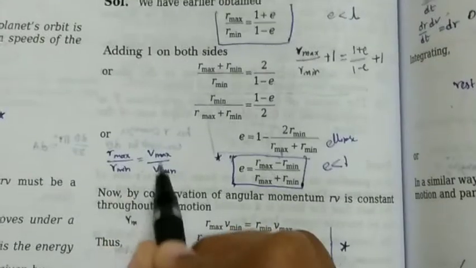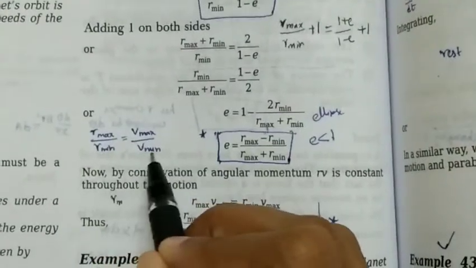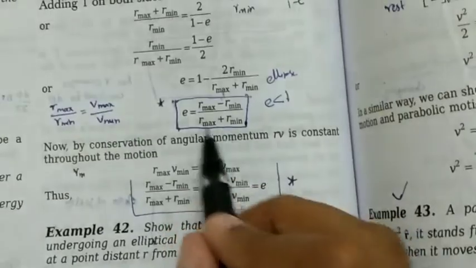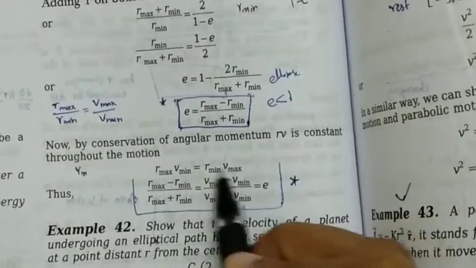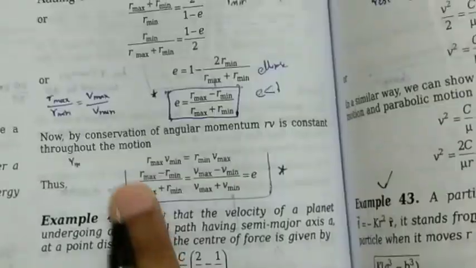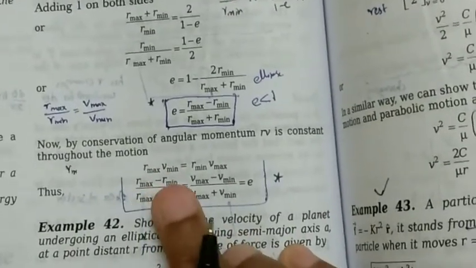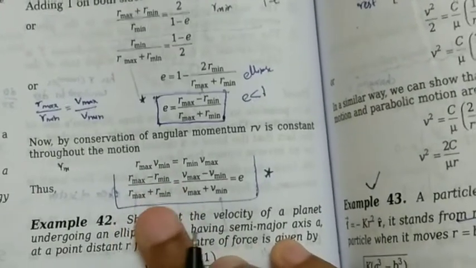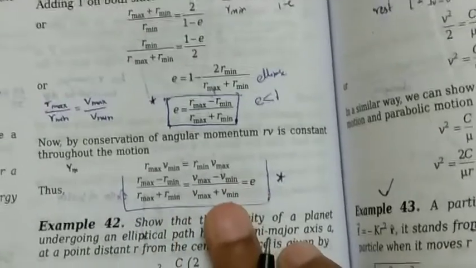So from this we can say that in the place of R max we can replace it with V max, because the ratios are the same, and R min could be replaced by V min. So in this formula we can replace R max with V max, R min with V min. Finally, eccentricity takes these two formulas: R max minus R min over R max plus R min, and V max minus V min over V max plus V min.